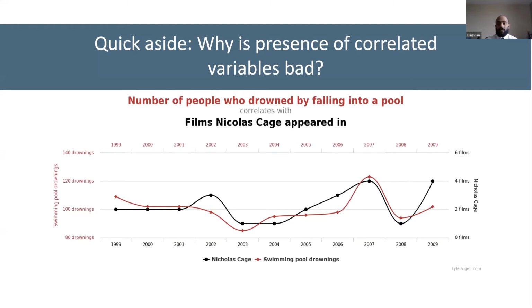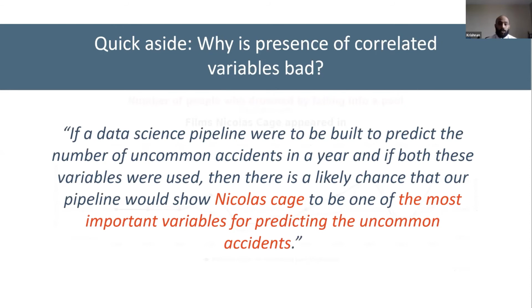where in reality the other one would be the most important. So for instance, consider your data set has these two data points: the number of films that Nicolas Cage released in a given year, and the number of deaths by drowning in a swimming pool. If you're trying to build a model and you have these two variables in it, it might even show Nicolas Cage is one of the most important variables in predicting death by drowning. And we don't want spurious correlations like that, right?